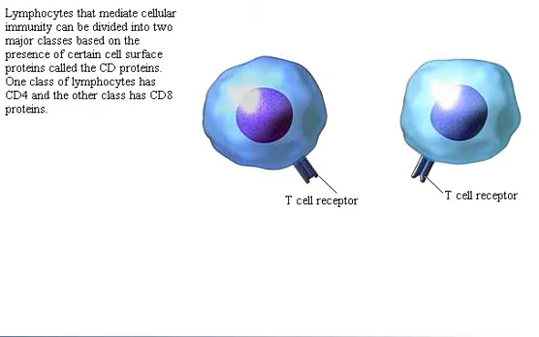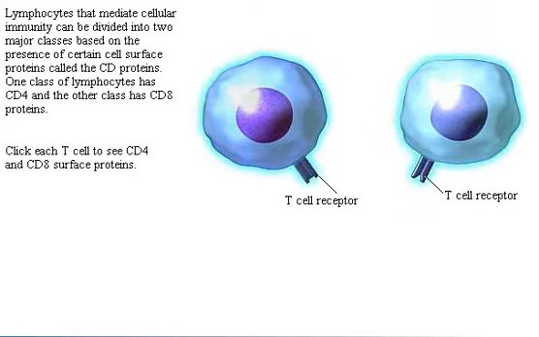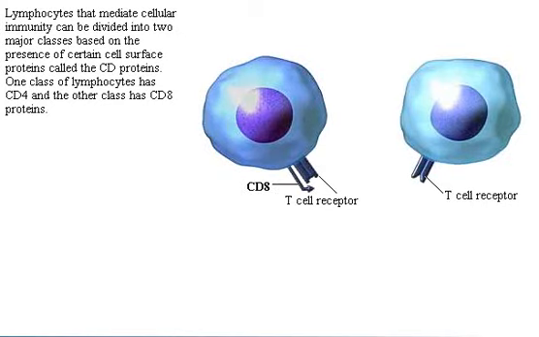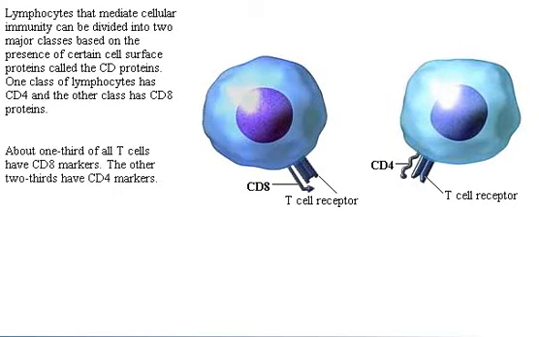The lymphocytes that mediate cellular immunity can be divided into two major classes based on the presence of certain cell surface proteins called the CD proteins. One class of lymphocytes has CD4 and the other class has CD8 proteins. Click each T cell to see CD4 and CD8 surface proteins. About 1/3 of all T cells have CD8 markers. The other 2/3 have CD4 markers. Click the most common CD marker.